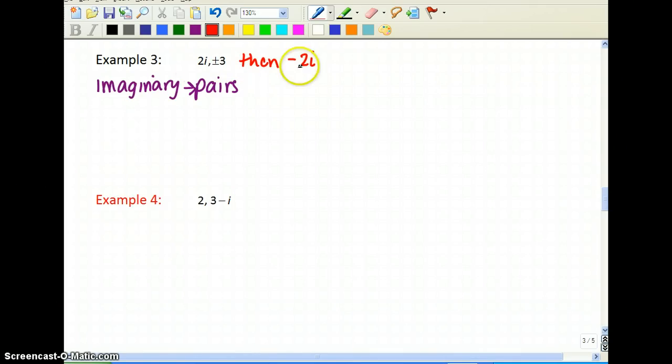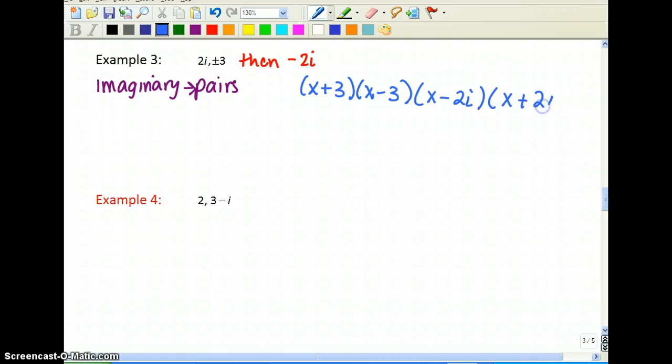So in this problem there's really 4 zeros. So I'm going to create 4 factors. We'll start with the real ones: x plus 3, x minus 3. Now I need 2 more. Well, I'm just going to make these into factors. So it's going to be x minus 2i and x plus 2i. Again, when we are normally factoring, we don't normally break this one down into 2 separate ones, but since we're going backwards, we're going to do it that way.